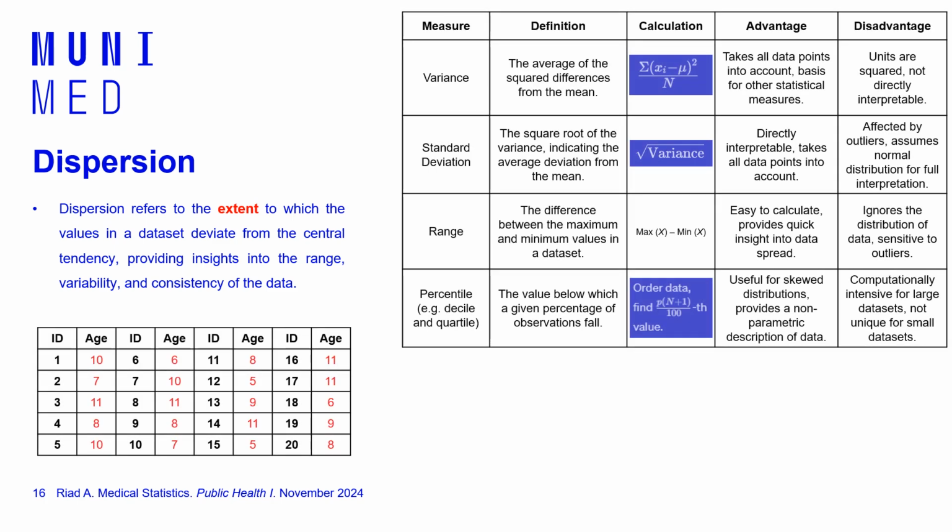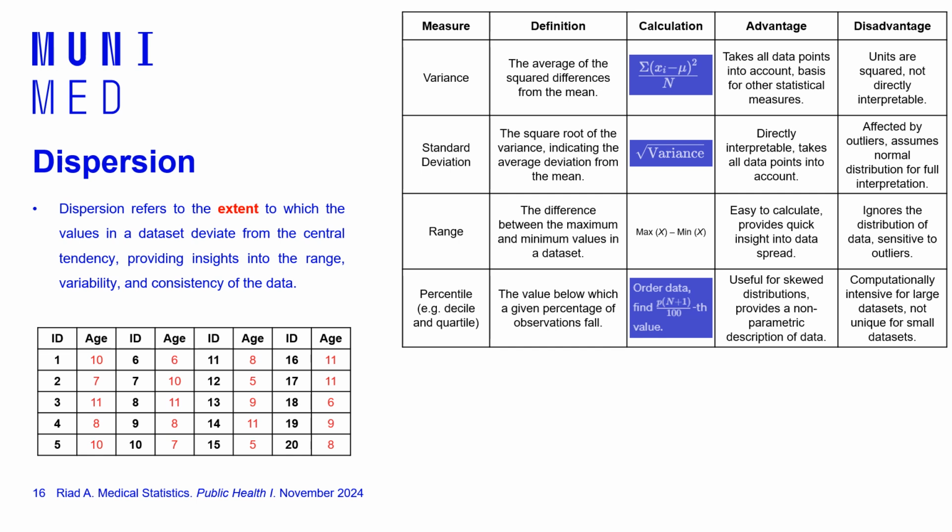And as I said, dispersion describes the extent to which the values in a dataset deviate from the central tendency. So this is the area of data around the central tendency, and it has some metrics like variance, standard deviation, range, and percentiles, like decile and quartile. We will learn each of them right now. So, getting back to the same example that we had earlier, which is the 20 children who have different ages.